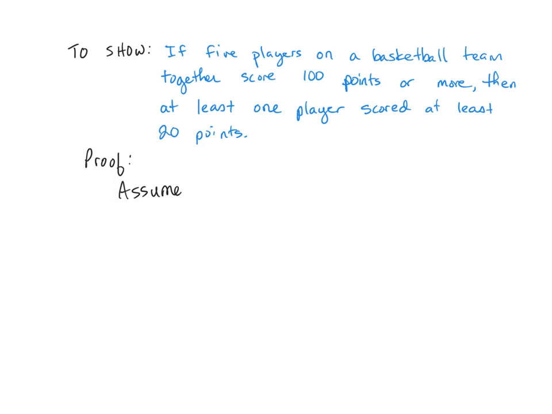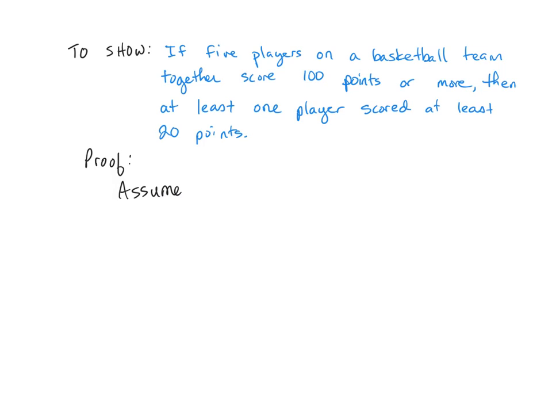score 100 points or more, then at least one player scored at least 20 points. Okay, so our if is 5 players score 100 points, then at least one player scored at least 20 points. So in order to use proof by contradiction, we're going to take the conclusion of that statement, at least one player scored at least 20 points, and assume the opposite.